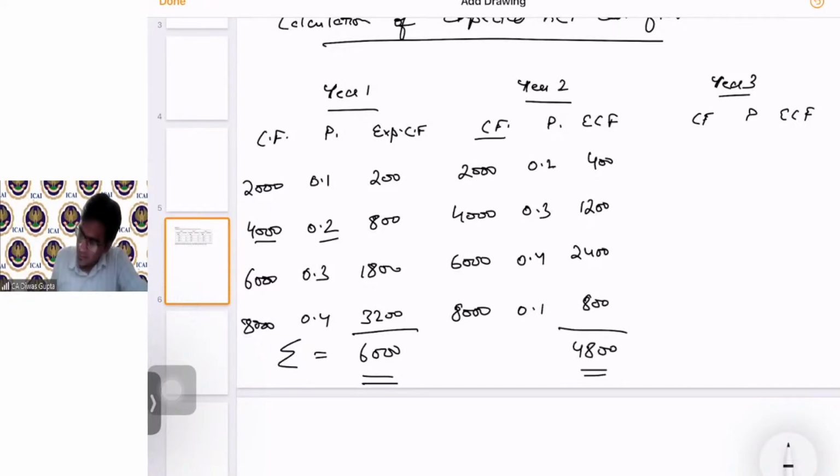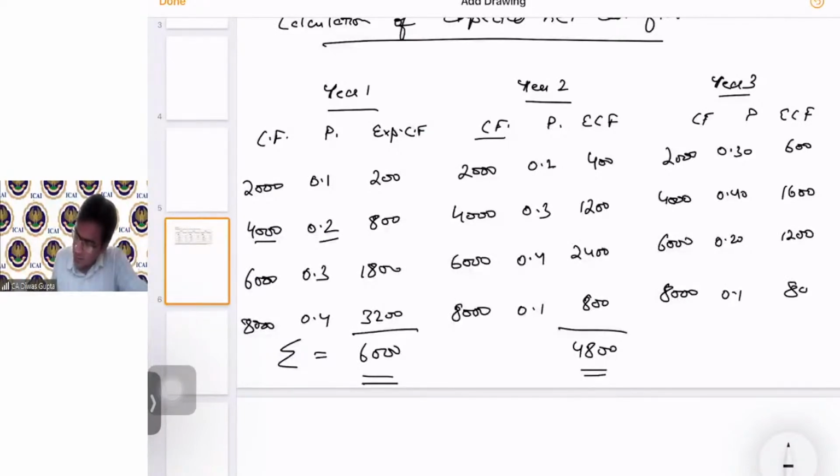Year 3 again, 2000 with a probability of 30%. 4000 with a probability of 40%. 6000 with a probability of 20%. 8000 with a probability of 10%. Then it becomes 600, 1600, 1200, 800, and then finally the total of 4200. This is again the summation.